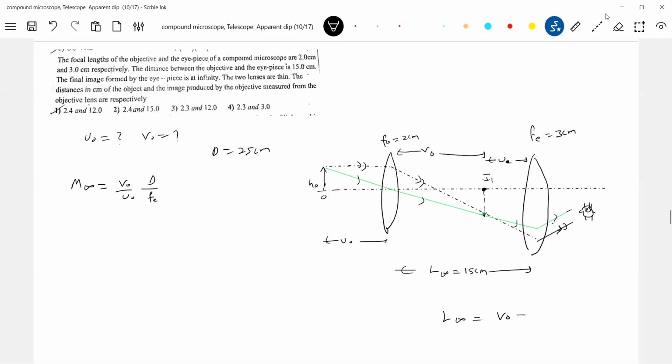The length of the tube should be equal to V naught plus Ue, and this should be equal to Fe, no? So we know the length of the tube and we know the focal length, and with this we'll get V naught. If you know V naught, then what is the formula? Substitute V naught with sign here, and then you get U naught with sign, and that U naught you substitute here.